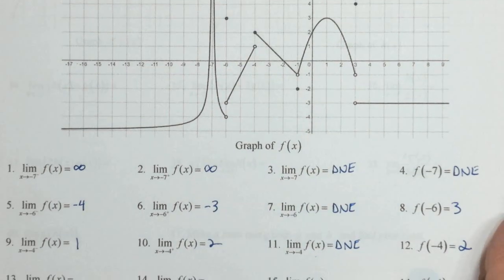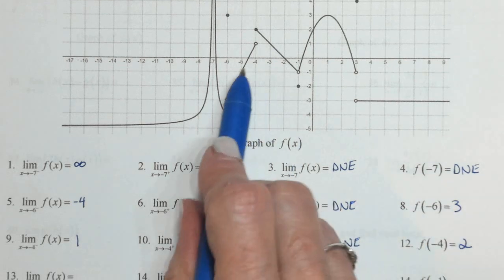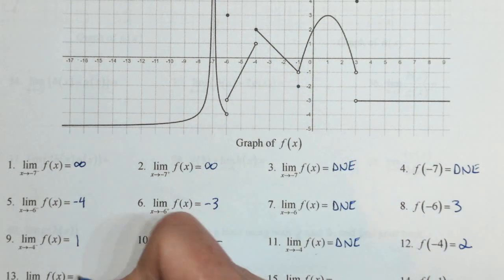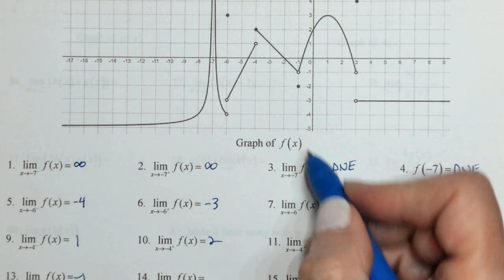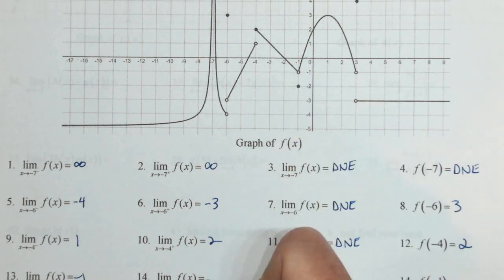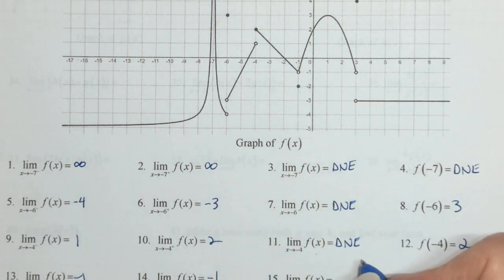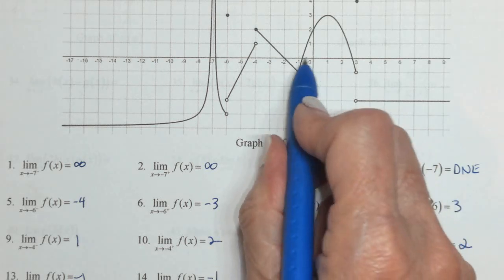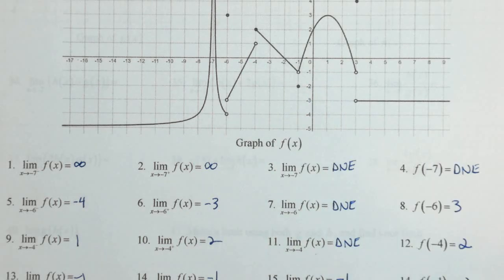Okay, -1 from the left. -1 from the left is -1. -1 from the right is also -1. Since those match, the overall limit is -1. They have to match. F of -1 is -2.